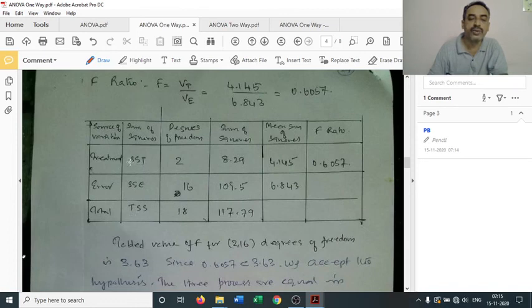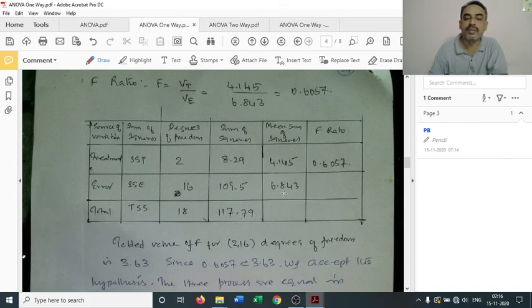Making use of the rows representing SST and TSS, we fill up the row representing error SSC, where the degrees of freedom are 16, that is 18 minus 2, 16. And 117.79 minus 8.29, we get 109.5. So the order is first SST, next TSS, and making use of these we compute SSC, because the first and last rows we are getting from the data given. Making use of the data, we have to estimate the error sum of squares. That's why we enter the SSC row after getting all these values.